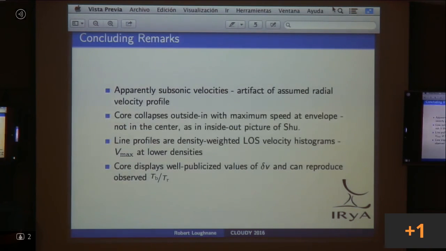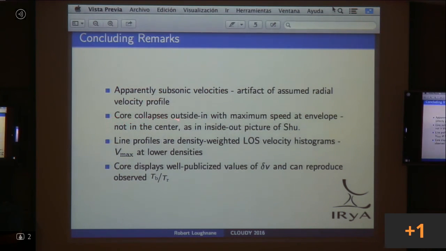Finally, the conclusions. The main one being that these apparently subsonic velocities that are derived or deduced from observational data may be an artifact of the assumed radial velocity profile. We use the Hill5 model in our analysis of the synthetic spectra, but the two-layer model that was used previous to 2005 is quite simplified, and we think that aspects of that have led people to believe that these cores are subsonic and hence quasi-static in nature, especially in the pre-stellar phase.